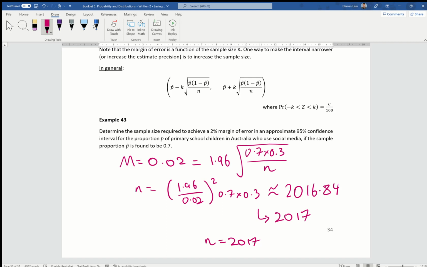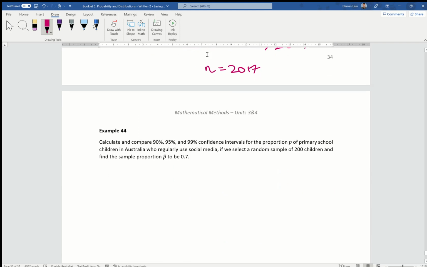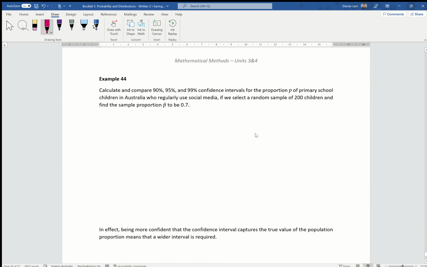Any questions? One more example and then we're done. Example 44, calculate and compare. Now, what happens if we have to calculate it when the value is not a 95% interval, but perhaps a 90% interval? Actually, before we even do that, what can you expect about the interval? If we only need a 90% confidence interval, is that going to be broader or narrower, compared to a 95% confidence interval?